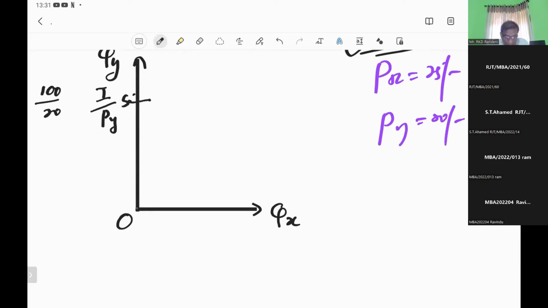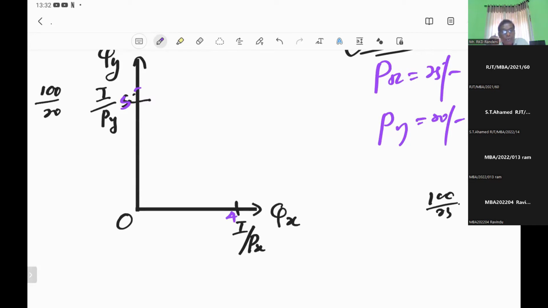Likewise, when Y is 0, he can buy from X: income divided by PX. Then 100 divided by the price of X, 25, that is 4. Here 5, here 4. Then Y is 0, he can buy 4 units of X. Then X is 0, he can buy 5 units of Y.